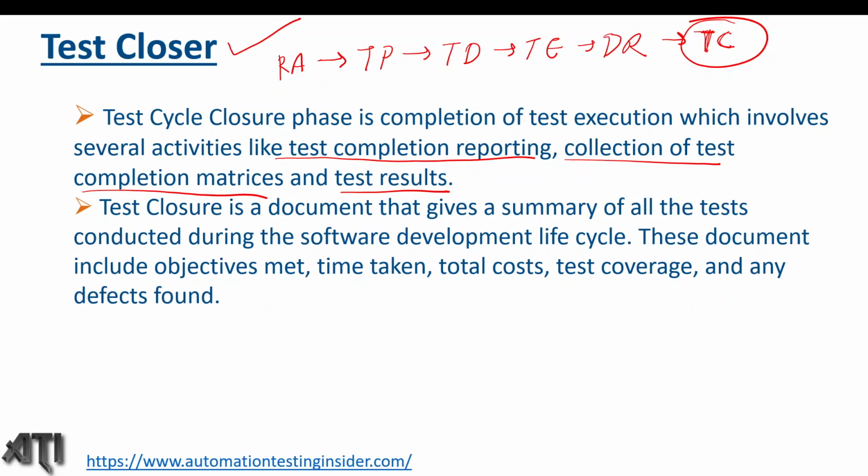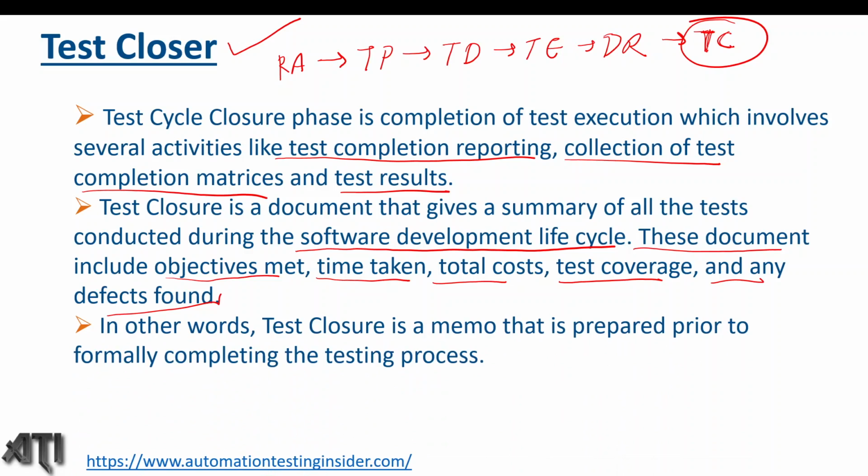Test closure is a document that gives a summary of all the tests conducted during the software development life cycle. So the testing life cycle is part of the software development life cycle. What are the documents which we prepare in test closure activities? These documents include whether objectives are met in our test closure activity document or test completion report, the time taken, the testing duration, total cost of testing, test coverage, and any defects found, basically the test results.